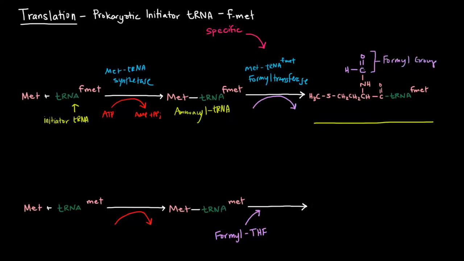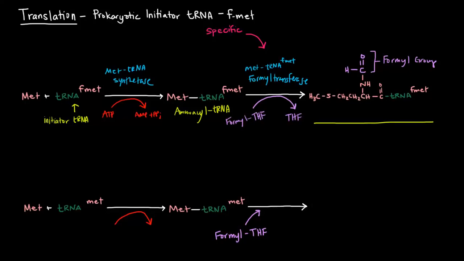That's one carbon, an oxygen, and a hydrogen, coming from a formyl tetrahydrofolate. And then the formyl group gets attached, so all that's left that comes out is the tetrahydrofolate, which is involved in one-carbon transfers. So what happens is this methionine becomes formylated.